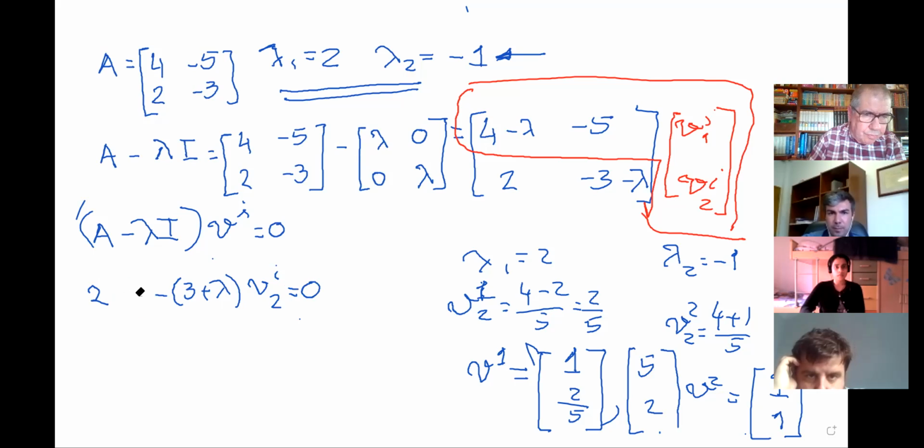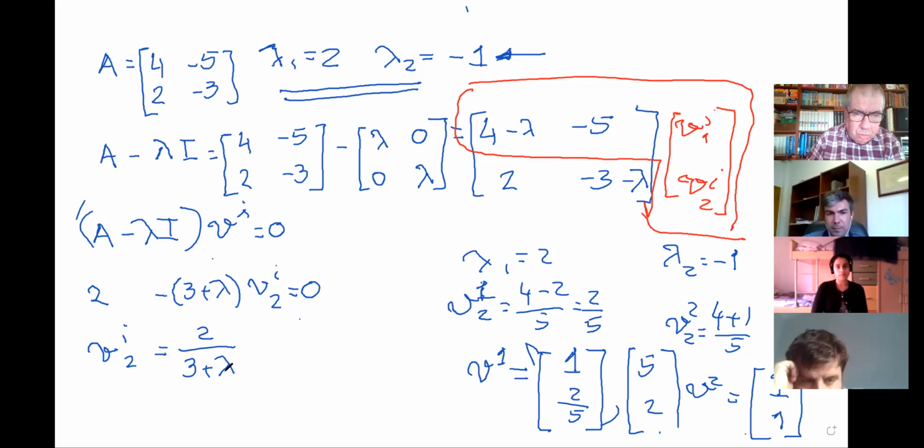So I get that v2 is equal to 2 divided by 3 plus lambda. Now, let's make lambda equal to 2. So you get 2/5. Okay? And you got the same result.